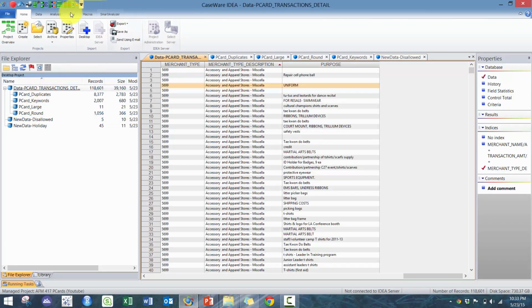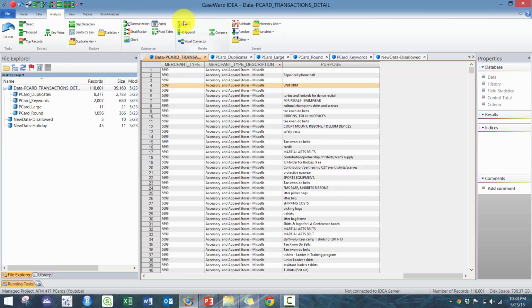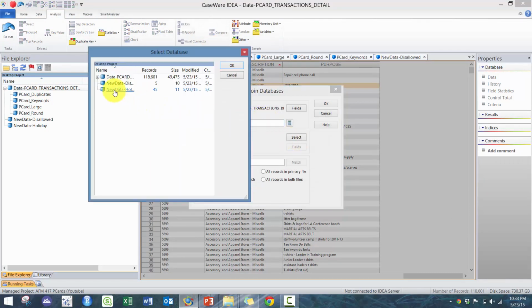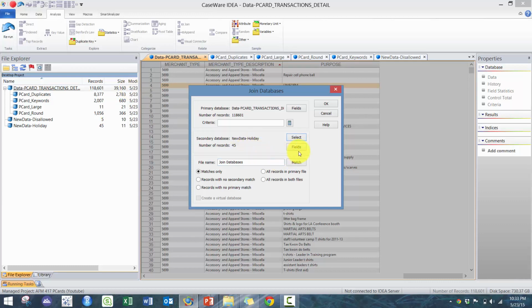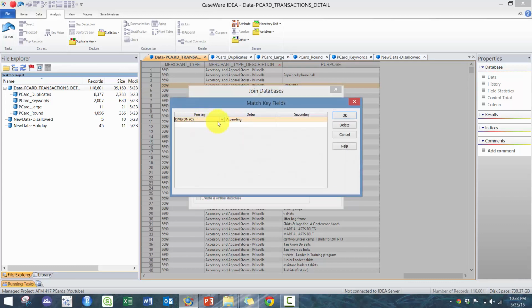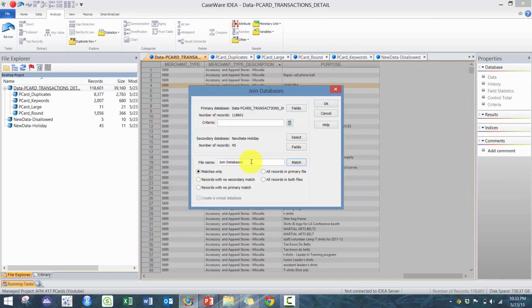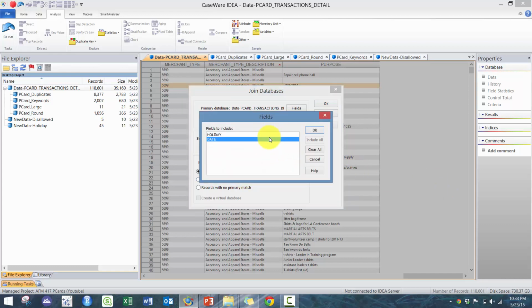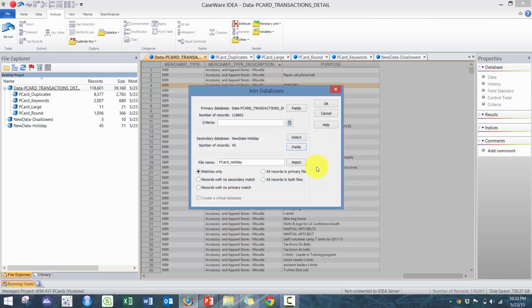Essentially what we're going to do here, pretty simple, is I'm going to join. I'm going to do the holiday one first. Join it with holidays. The matching fields are going to be the transaction dates and the to date fields, and I'm going to do matches only. I'm going to call it Pcard holiday. I only want the holiday. I don't want the date because I already have that. Okay.